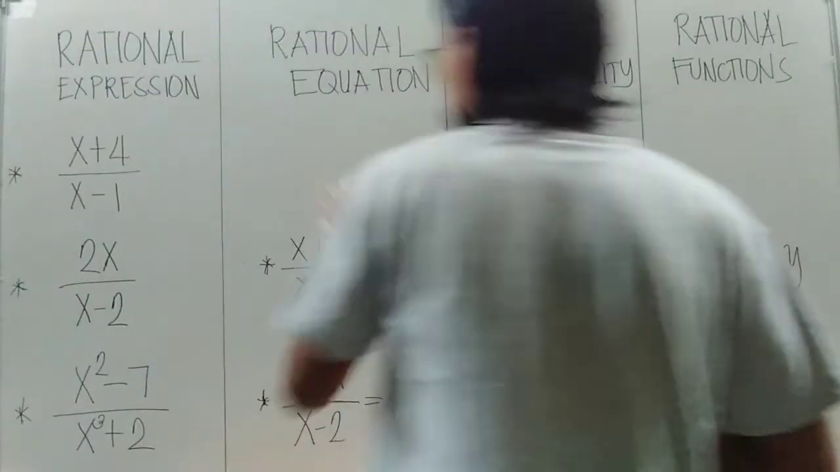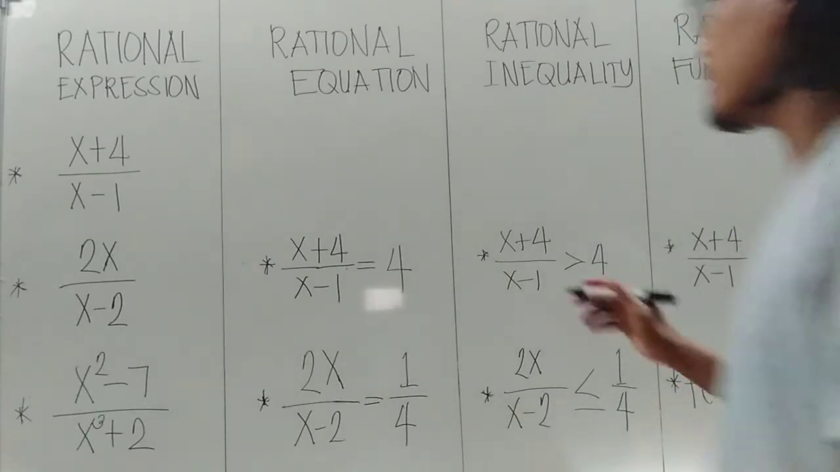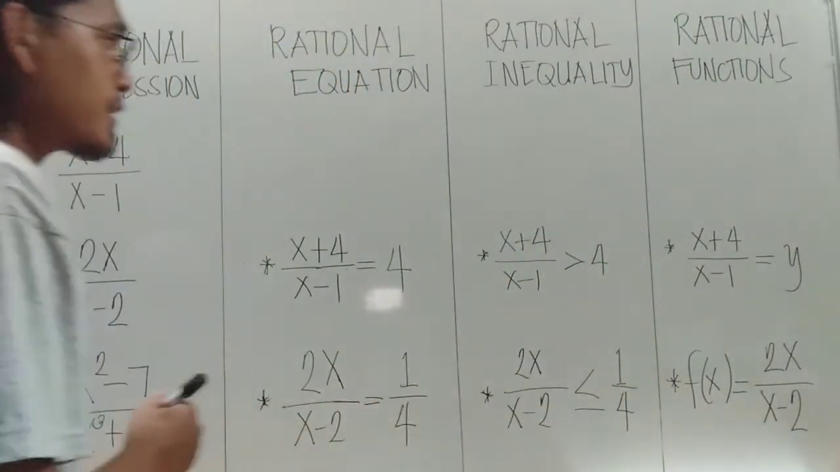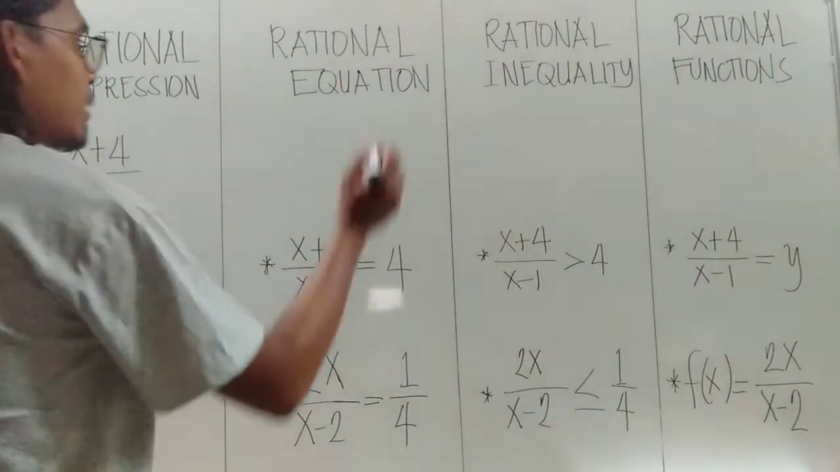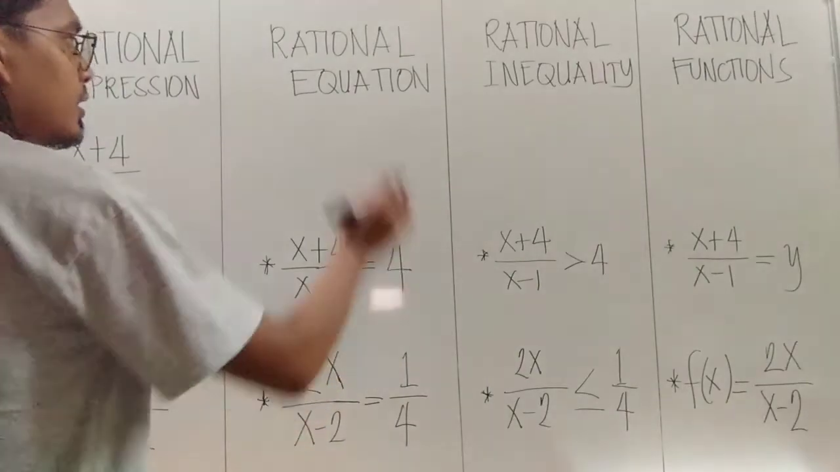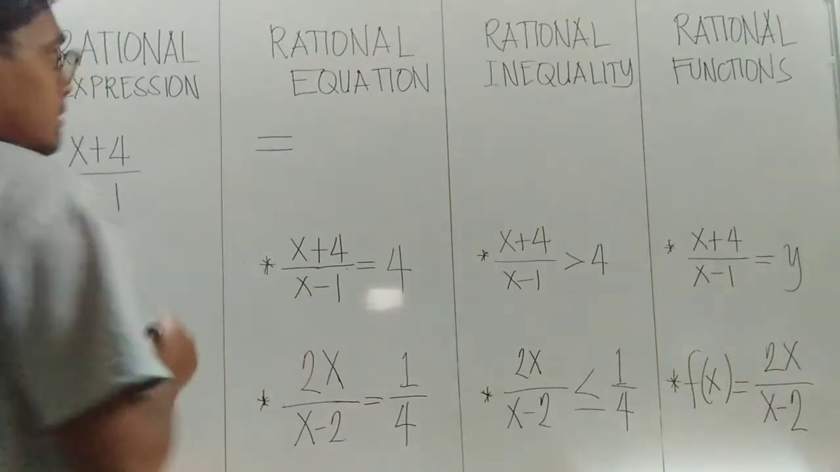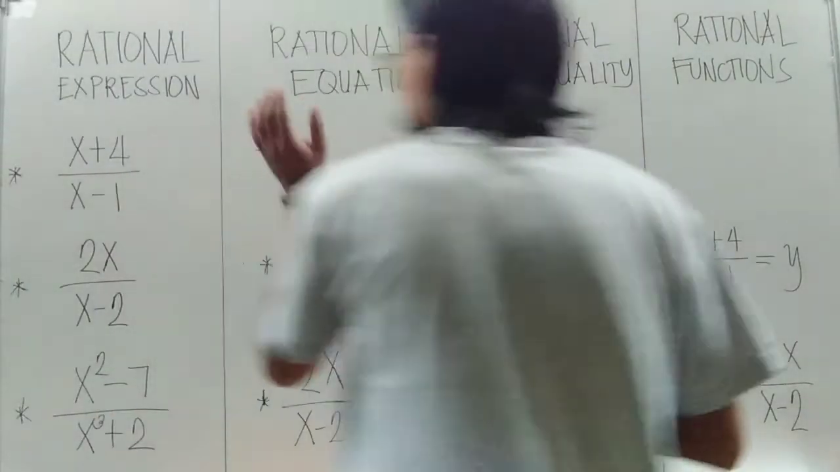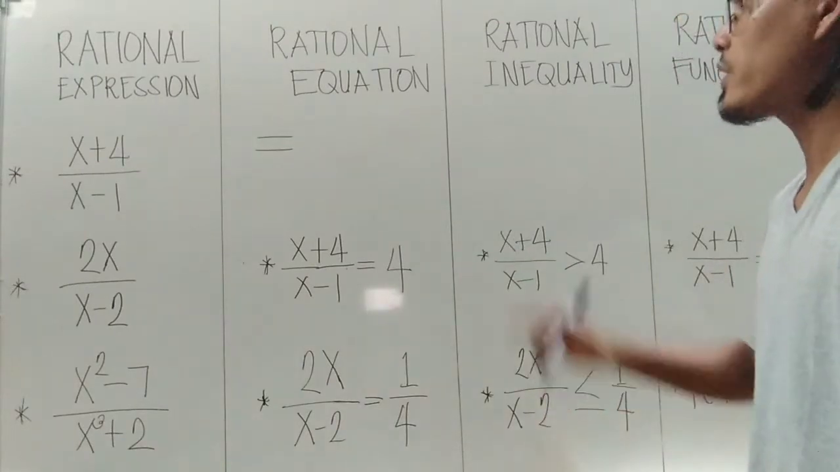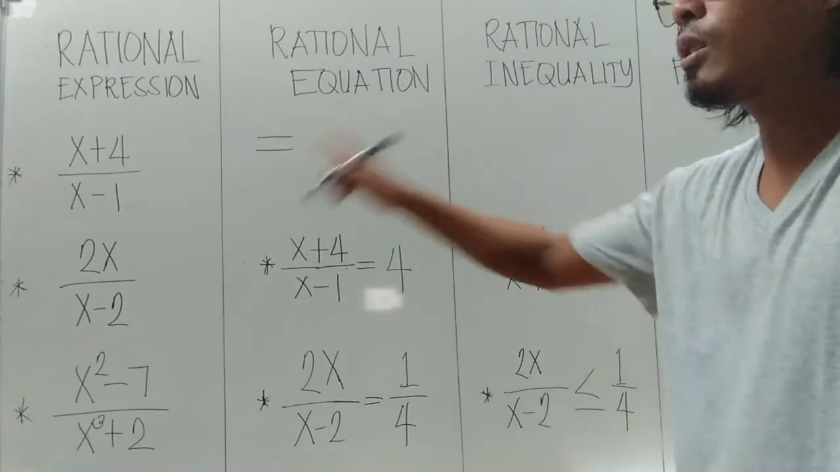Second in the line, we have the rational equation. Third, we have rational inequality. And last, we have rational functions. This will help you understand and distinguish the characteristics of each. So a rational equation, also known as an equality. In an equation, we are using the equal symbol. That's why it is called an equation, because we are using the equal symbol.